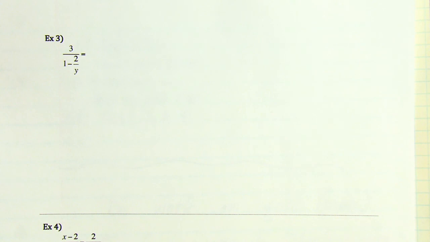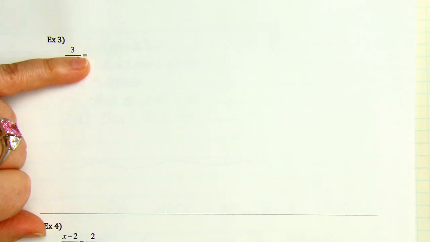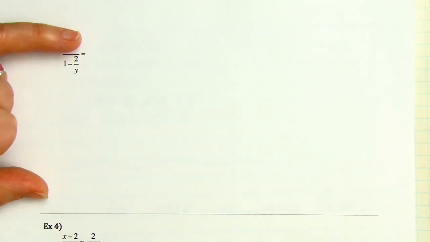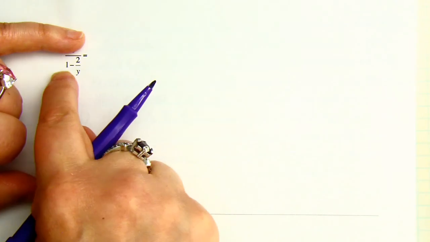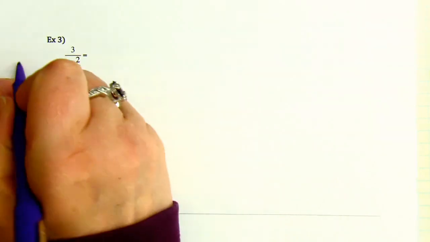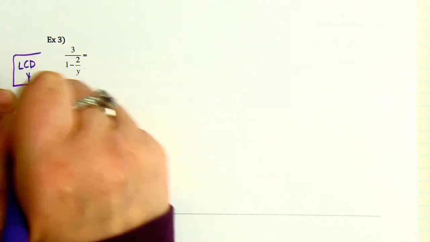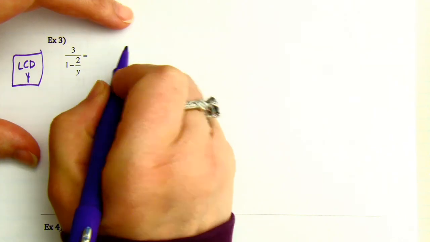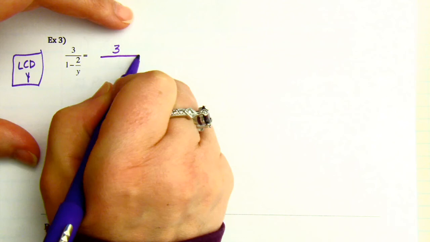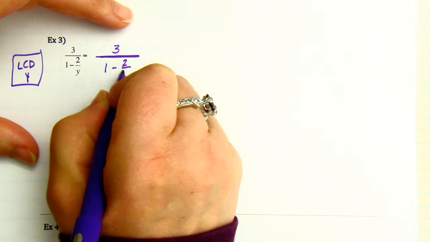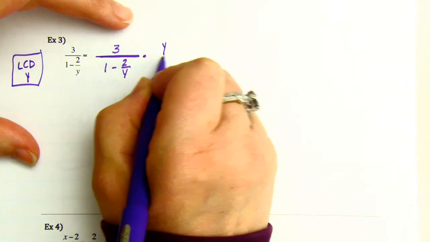We've got to get the least common denominator. Notice here, if I cover this up just so I see the numerator, the least common denominator is 1. If I cover this up, well, this 1 is really 1 over 1. Okay, so this would be a 1y. So the LCD is y. So I'm going to rewrite this. 1 minus 2 over y. LCD is y over y.